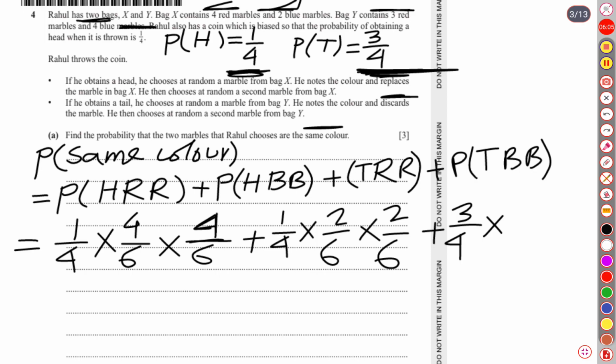So total 7. If both of them are red, for red there are 3 red marbles, so it is going to be 3 over 7. And remember, when he picks up a marble from bag Y, he doesn't replace it. So one marble has already gone away. How many are remaining there? There remain 2 blue marbles out of 6, because one marble has been taken away.